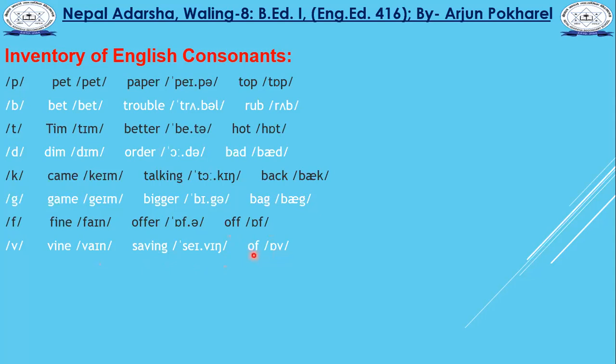The sound is here, but we frequently produce it as this sound. This is not off, this one is off. OFF is off. But OF is what? Of. This is how foreigners pronounce the word OF.